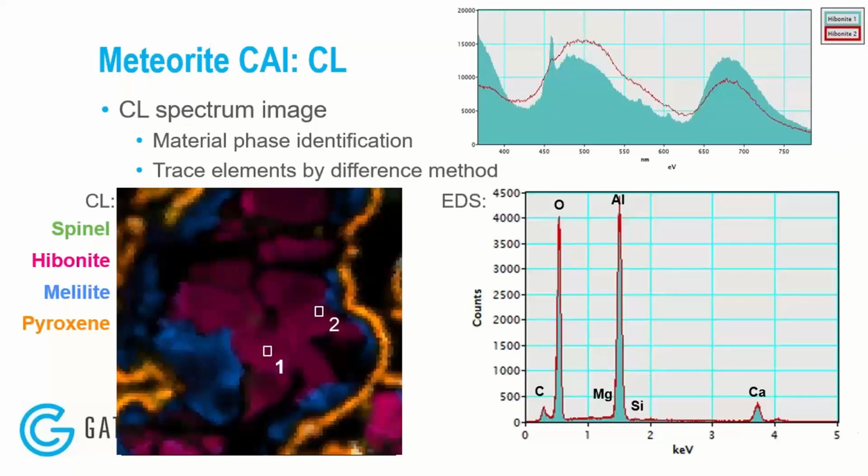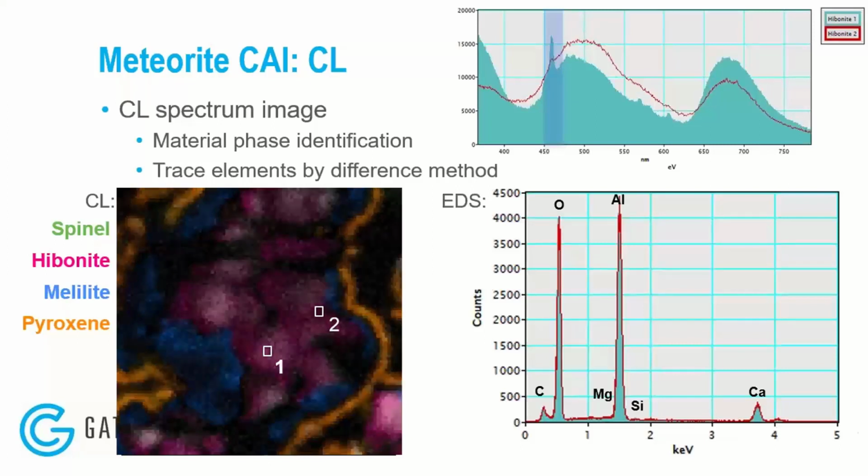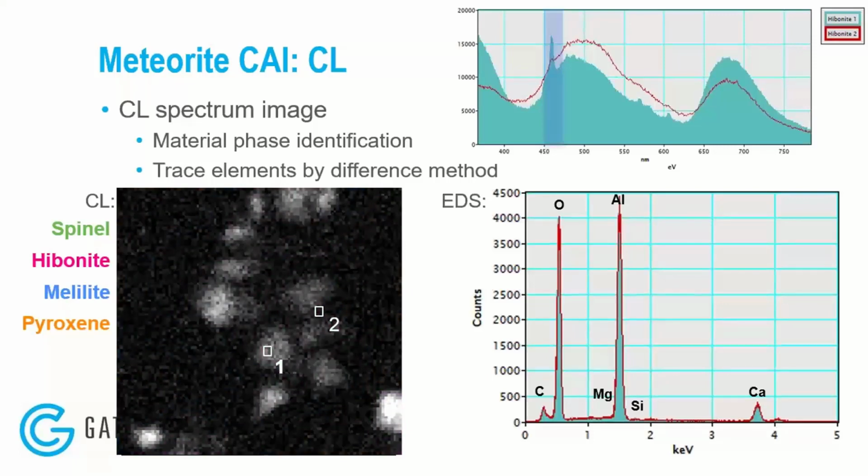The CL spectrum, however, has a noticeable peak at 460 coming from spot 1. So at around 460 nanometers, there's something going on there. In an effort to map out where the influence of that peak is and what it is doing, I performed a difference method. I looked at where that peak is and took a difference with the background of the surrounding area, in order to eliminate the influence of the background so we can really just see where that peak is. It turns out that it's most prevalent towards the interior of the grains of the hibonite.